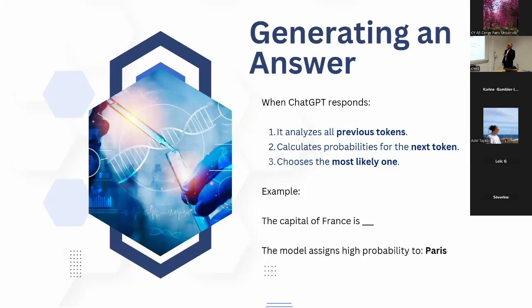So, generating an answer. How does ChatGPT respond to a prompt? It analyzes all the previous tokens, calculates probabilities for the next token, and then chooses the most likely one. For example, if you type in ChatGPT just that the capital of France is, it will write Paris. So it reads the tokens and calculates what is the next token.